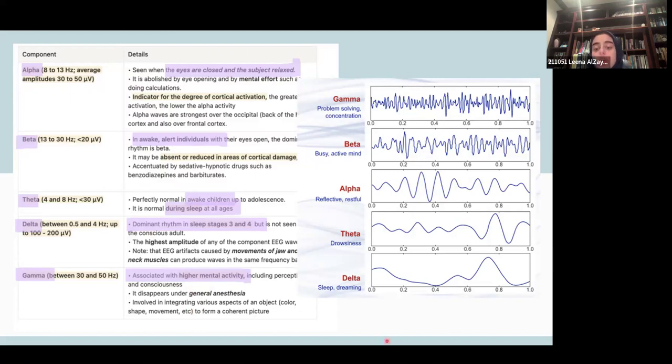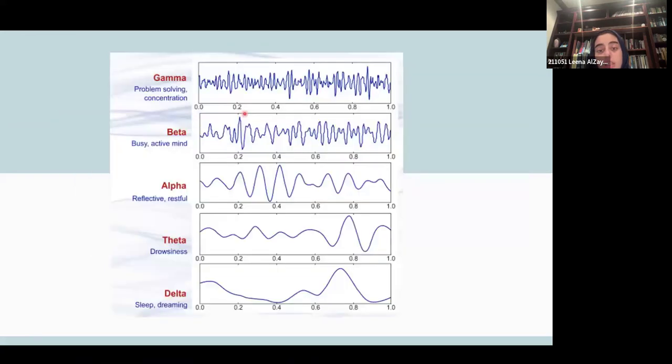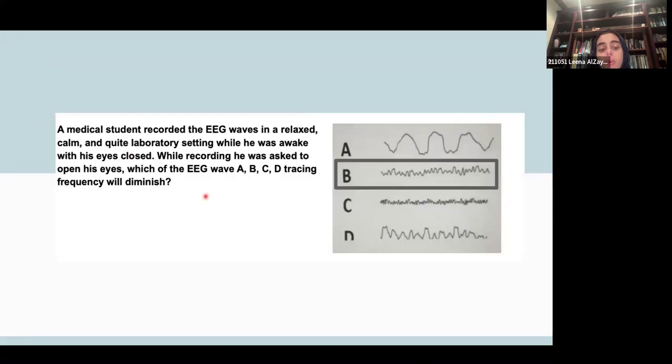Another question they could give you over here is, she was relaxed and calm and her eyes were closed. While recording, he asked her to open her eyes. Which EEG tracing frequency will diminish? What will decrease? Okay, so the answer would be B, because B is basically beta. So then she'll have a busy active mind when she gets this EEG. That makes sense, when she opened her eyes and she started to focus with him.